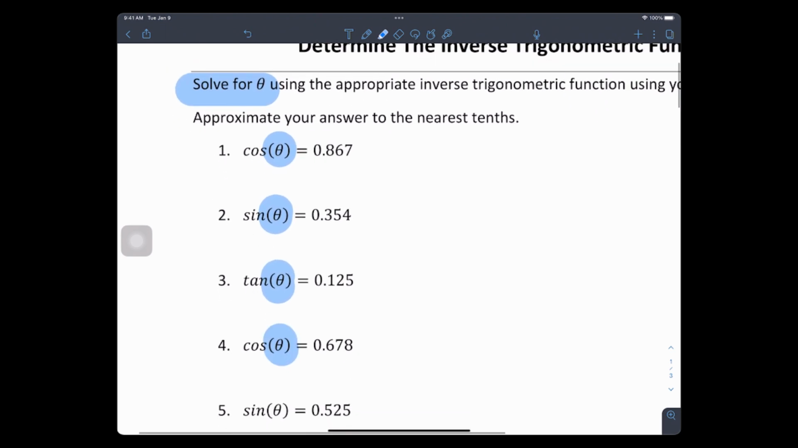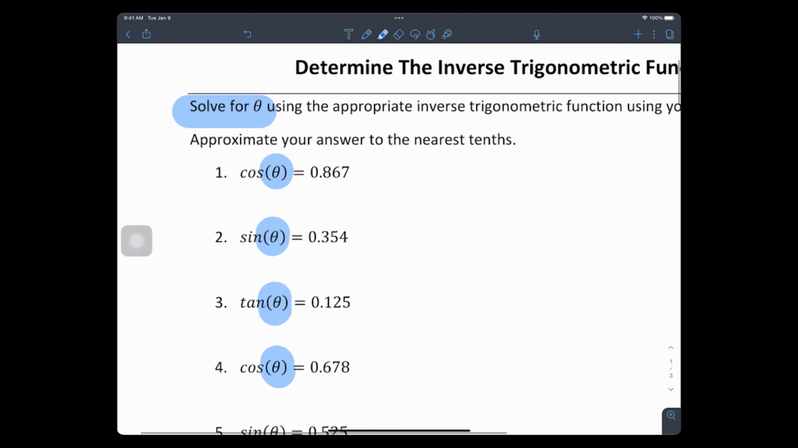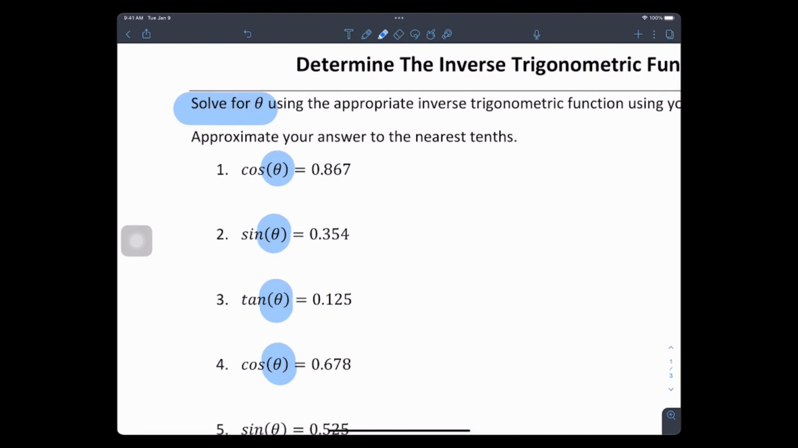Now, if I said to you, how do you do that? From yesterday, what did we do? You want to solve for theta. What did you guys use here? What do you notice? If this is cosine, how do you get to the angle theta? Yes, you're going to use inverse cosine. Is that true?